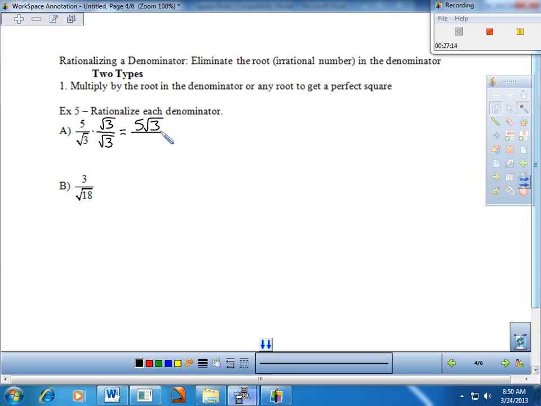Now the denominator, everyone, is root 3 times root 3, which of course according to the product property means square root of 3 times 3, or square root of 9, and the square root of 9, of course, is 3. And now it's been rationalized. Another way to look at this is the square root of 3 squared. Something like that. I hope you all see that you get 3 there.